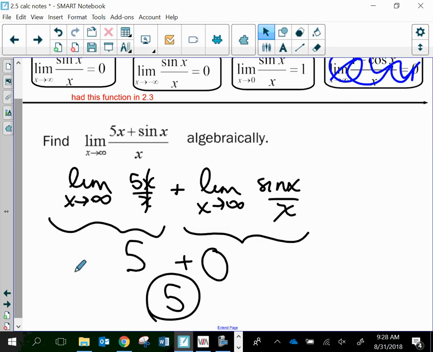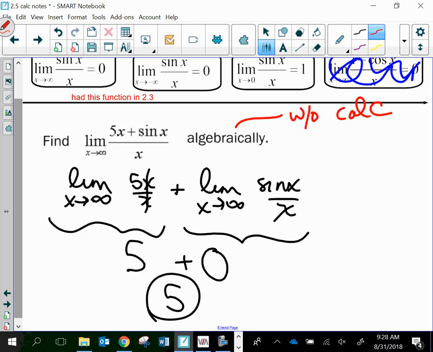Okay, so again, this one, algebraic means without calculator. And this was all done without calculator. I think I'm done.